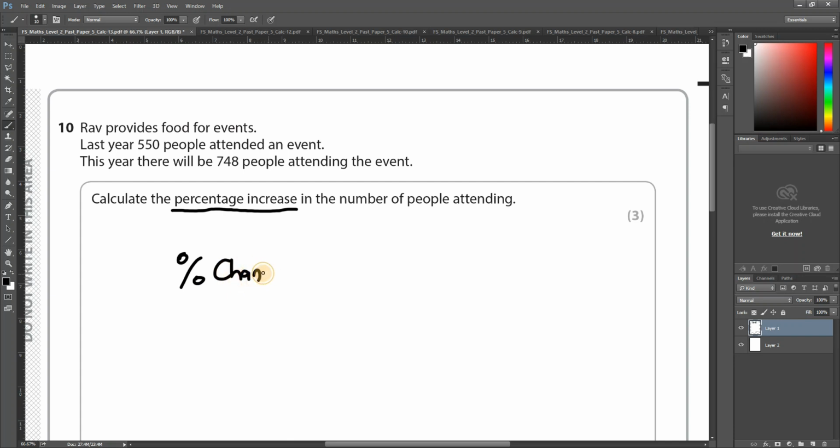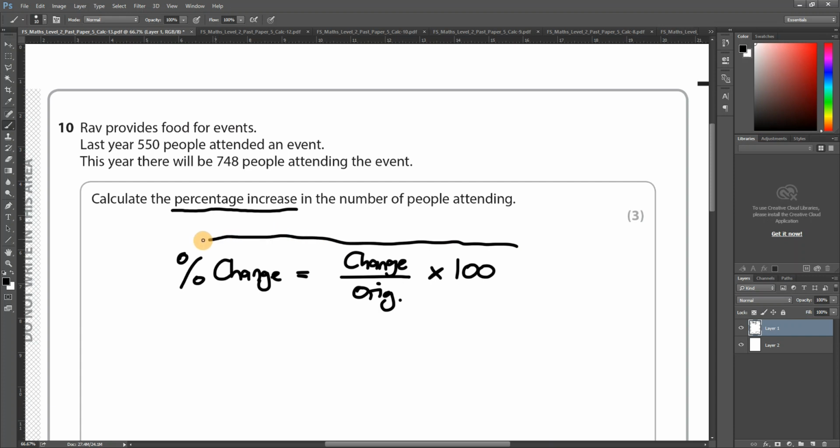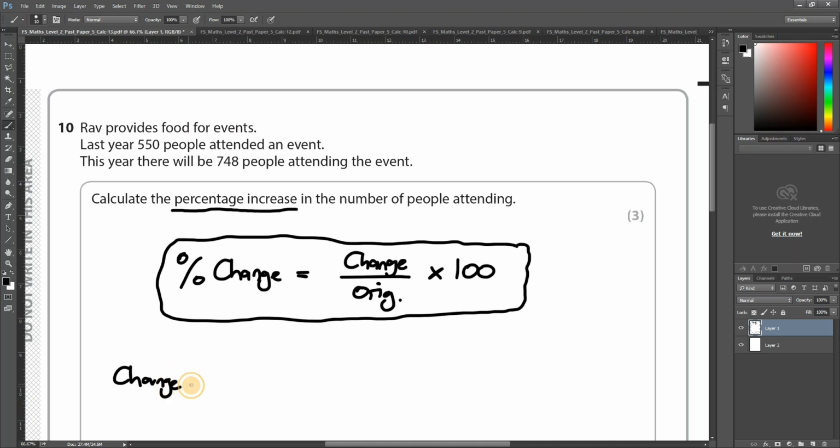a percentage change question. So hopefully you know that the percentage change formula is change over the original times 100. Yeah, so you do need to remember this. They're not going to tell you in the exam. So definitely percentage change. So change is the difference between the two numbers. So let's do that first separately. So change is, obviously you do the bigger one, take away the smaller one.